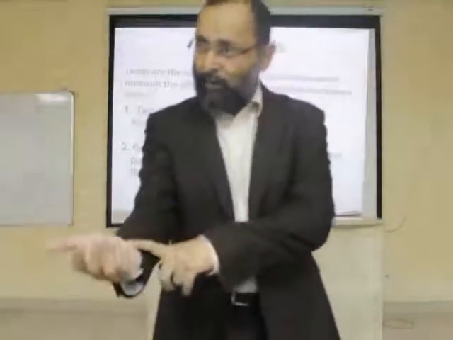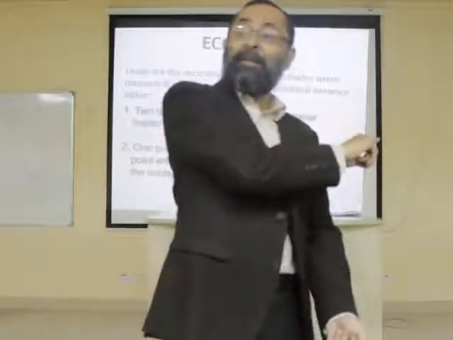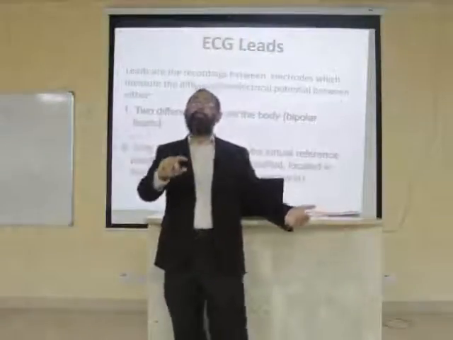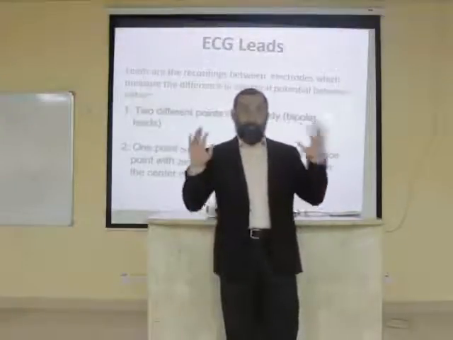Yes, one electrode will become the positive electrode because it is connected to the positive terminal of the machine. The other electrode will become the negative electrode because it is connected to the negative terminal of the machine. Okay? So in this way, you are recording a system between positive and negative, and that's a bipolar system. Fine?